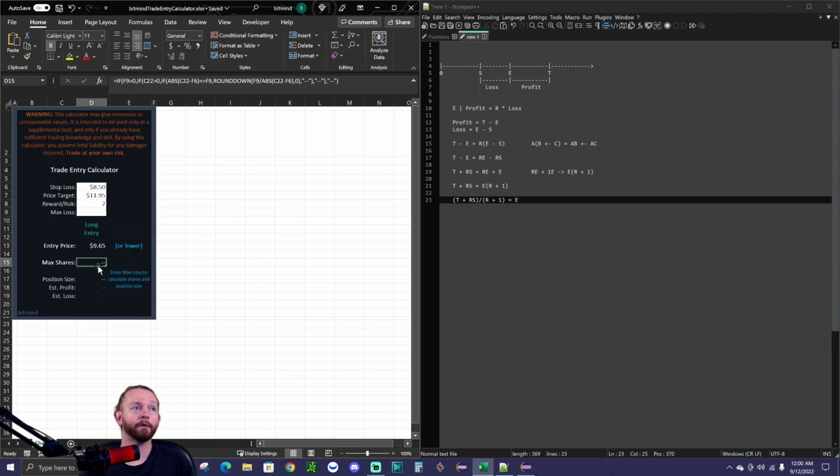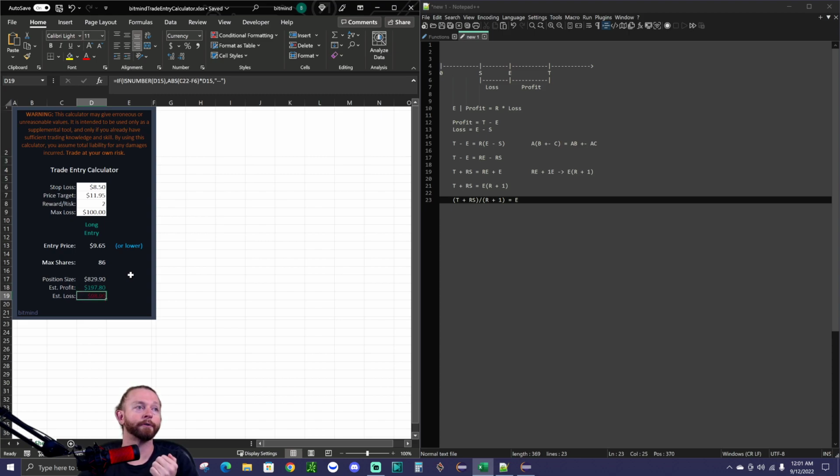And then down here, if I want to type in my maximum loss tolerance, let's say $100. I'm willing to lose $100 on this trade. It tells me that I can buy a maximum of 86 shares. It tells me my total position size. So for this position, I will need to have either this much free cash or this much available margin to take this trade.